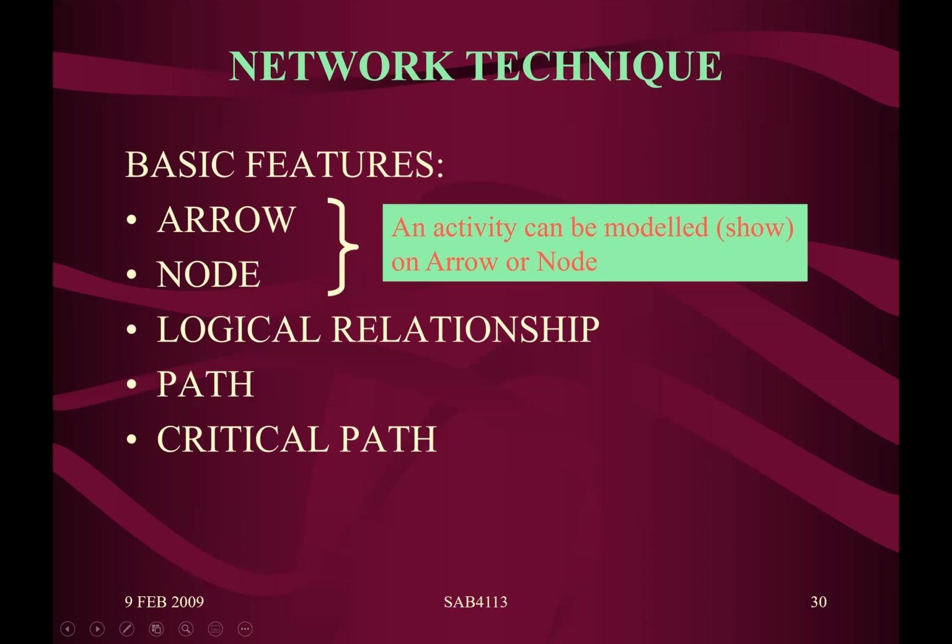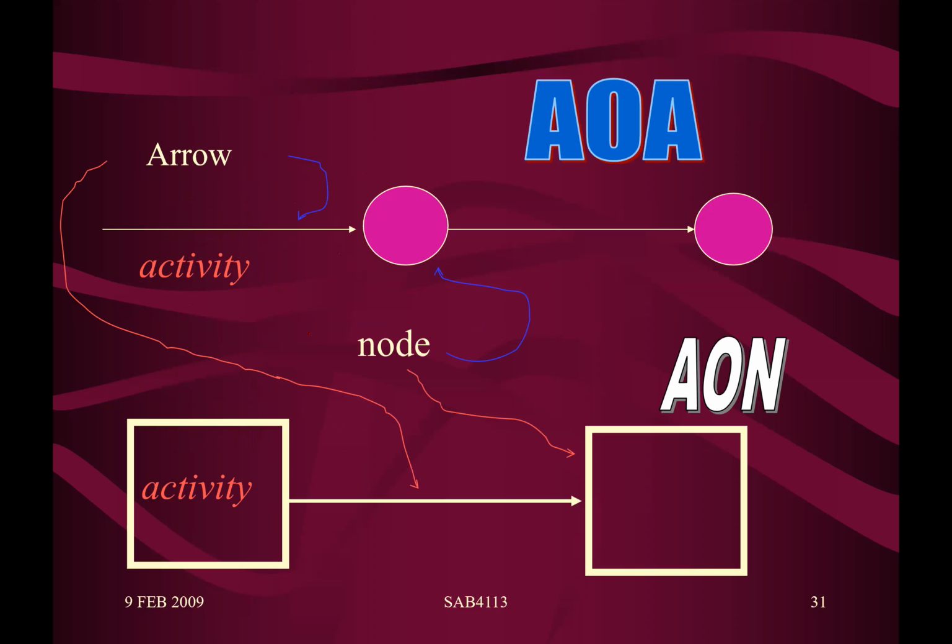Basic features of a network diagram. First is basically what we call arrow, node, logical relationship, path, and then critical path. Okay. In order to draw a network diagram, these are the things that you need.